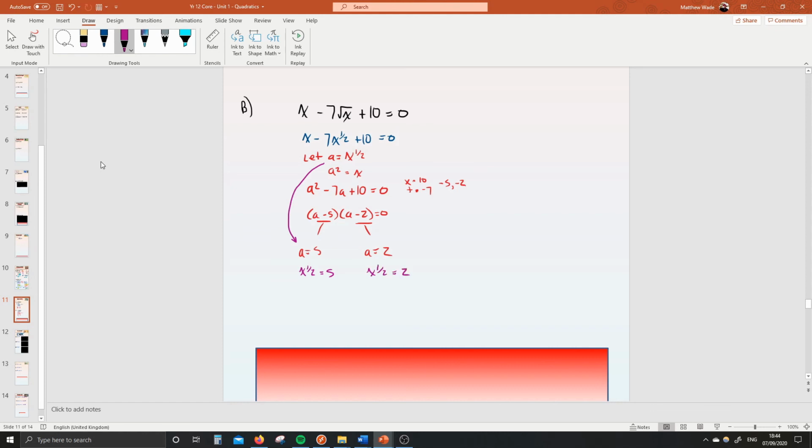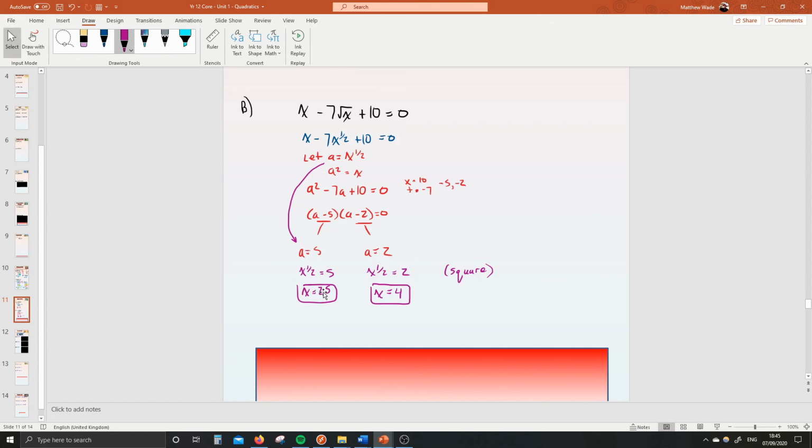Well, how do you get rid of an x to the 1 half? Well, what you're going to do is you're going to square both sides, okay? Because that's the same as square rooting x. So raise both sides to the power of 2. x equals 25. Bish bash bosh. And then this one here, square it. x equals 4. So absolutely flying, solved.